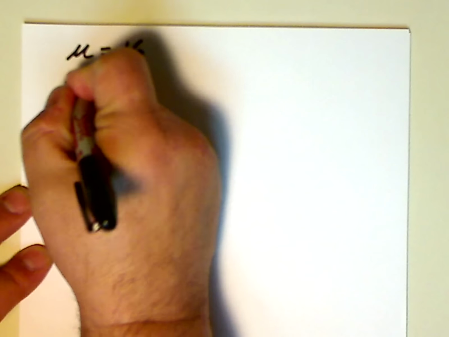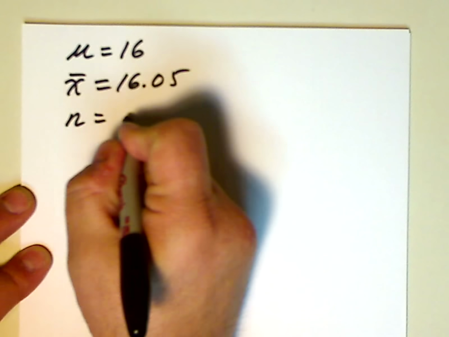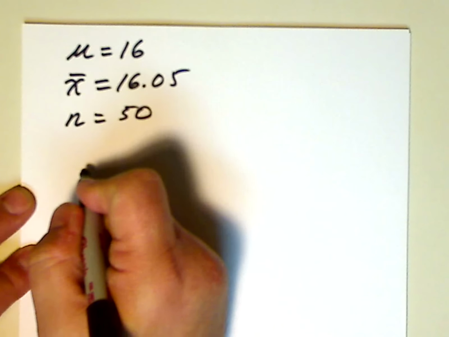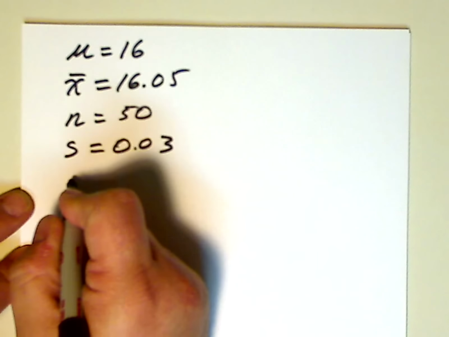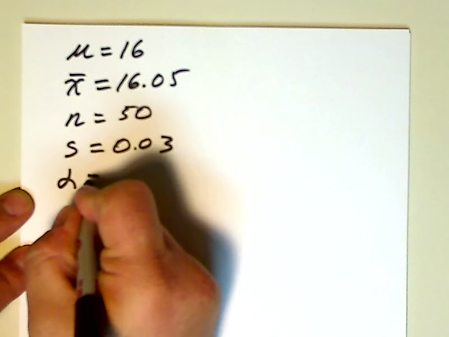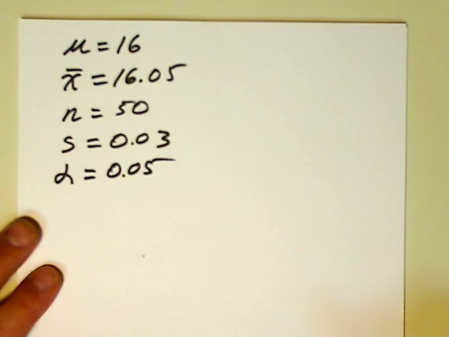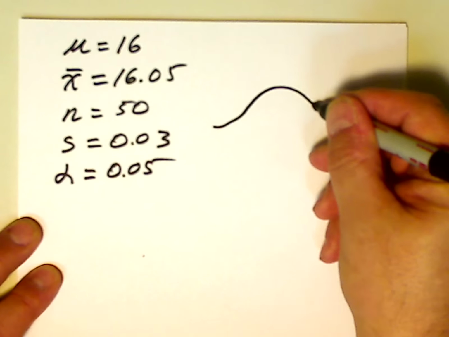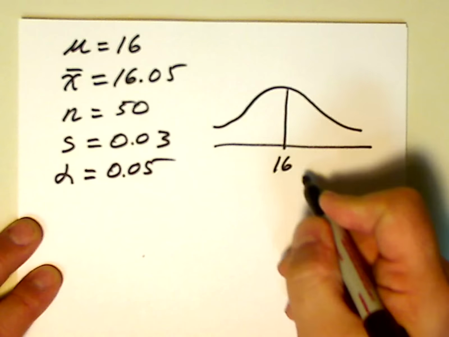So the first thing we're going to do is list the important information. Well, we know that mu, the population mean, is 16, and we know that x bar is 16.05. We know the sample size is 50. We know the standard deviation is 0.03, and the question asks us to work at the 5% level of significance. So now we're going to draw a picture and try to show visually what we're talking about here. We know that this is 16.